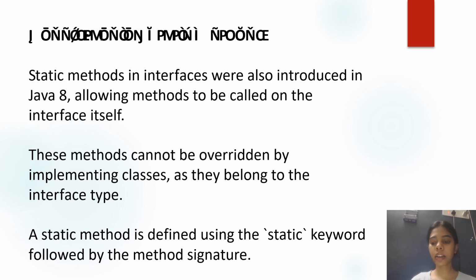Now let us take a look at the understanding of static methods. Static methods in interfaces were also introduced in Java 8, allowing methods to be called on the interface itself. These methods cannot be overridden by implementing classes as they belong to the interface type. A static method is defined using the keyword static followed by a method signature.